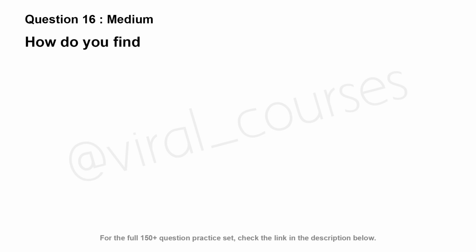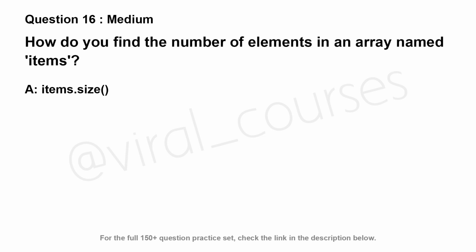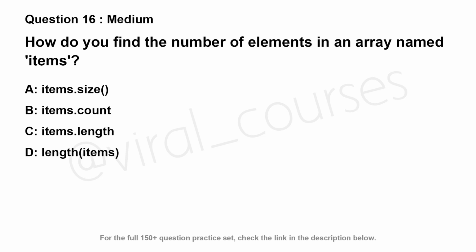How do you find the number of elements in an array named items? Option A, items.size. Option B, items.count. Option C, items.length. Option D, length(items).